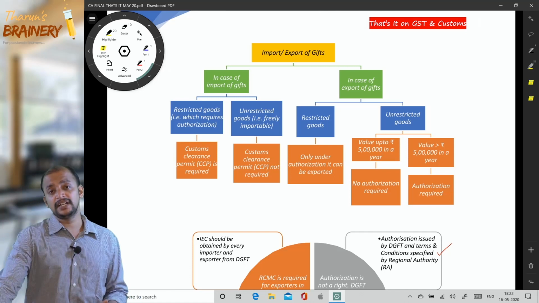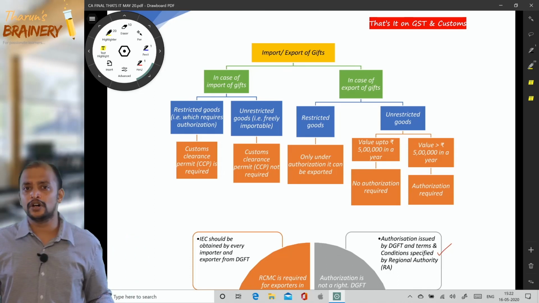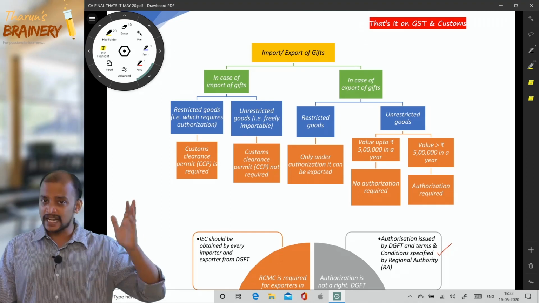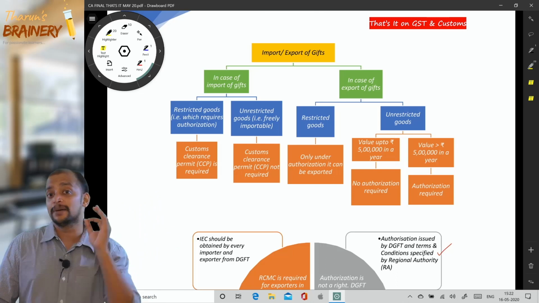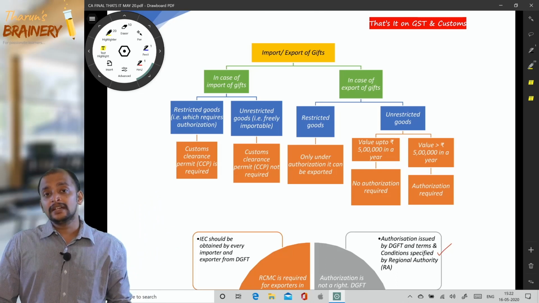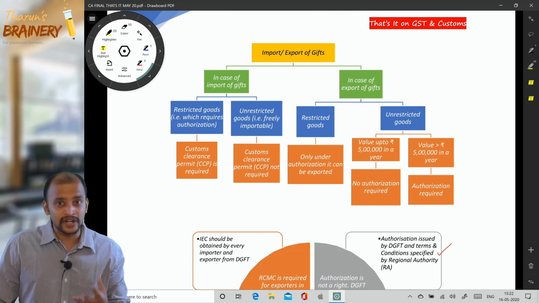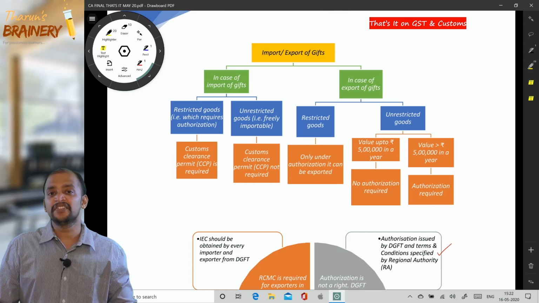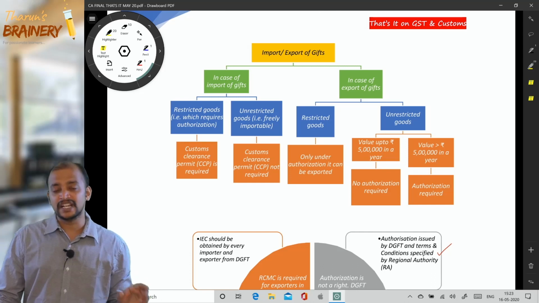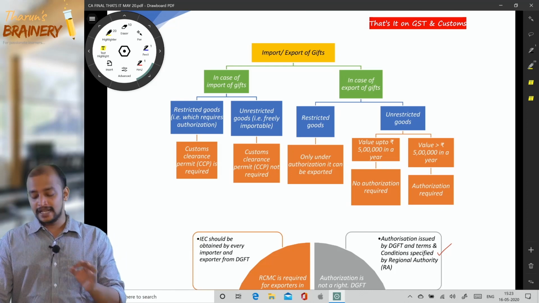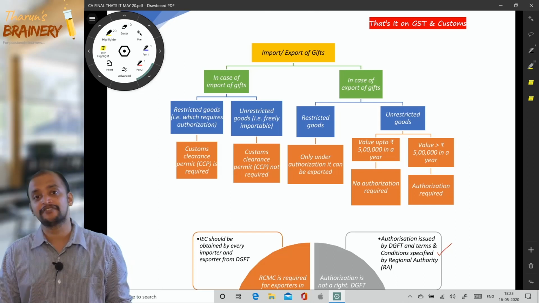In the same way, if it is unrestricted goods, logically no authorization is required, because even if you send it regularly, authorization is not required. When you send it as a gift, also authorization is not required. But when you are exporting as a gift, which means you are not going to get anything as consideration, therefore, if the value of the gift exceeds 5 lakh rupees in a year, then you definitely need to get an authorization. That is this point about gifts.